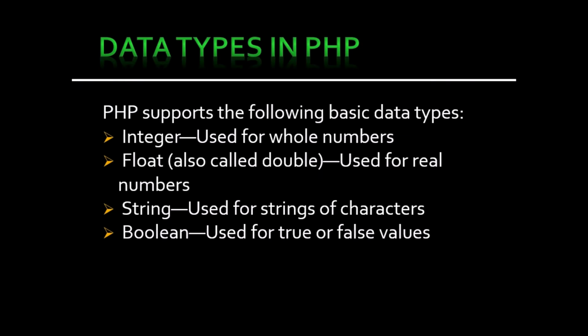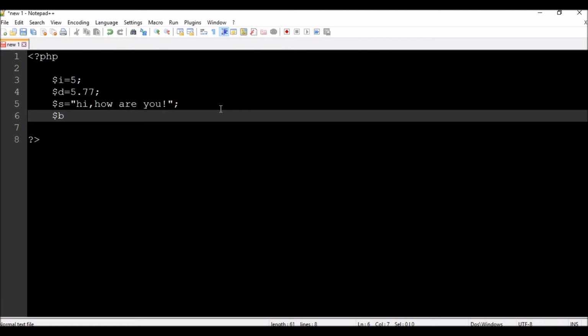The next is Boolean. When we deal with either true or false, it is called as Boolean. Create one variable and give name as B and a value as we can either give true or false. So let's give true. Here I have created a variable. Its name is B and it has a value true. So the data type of the variable B is Boolean.